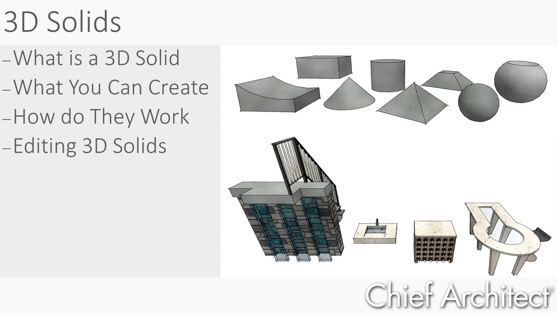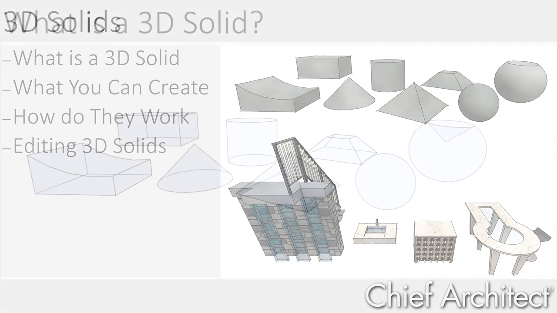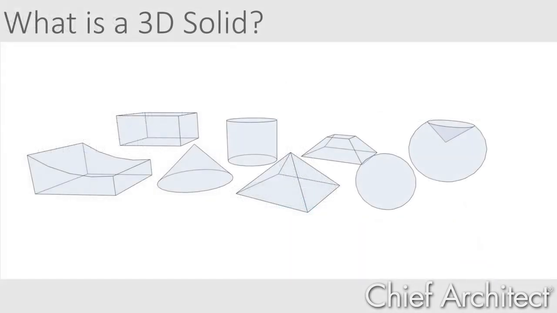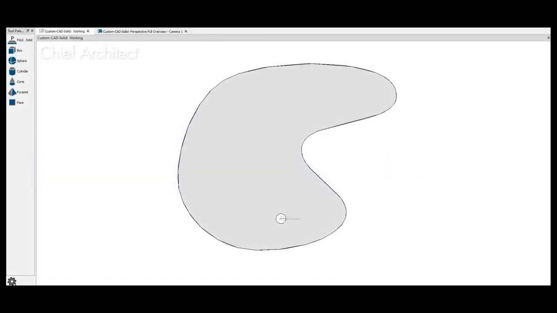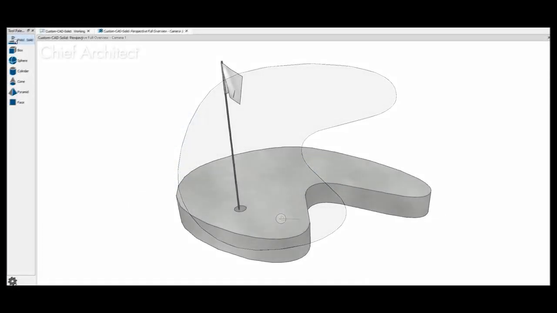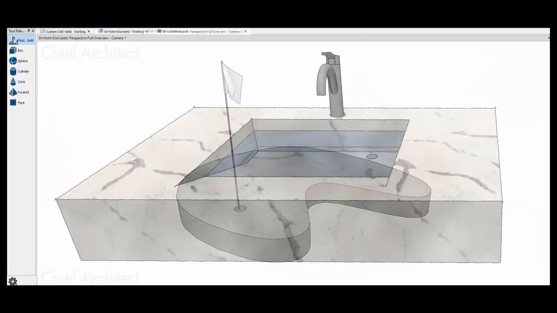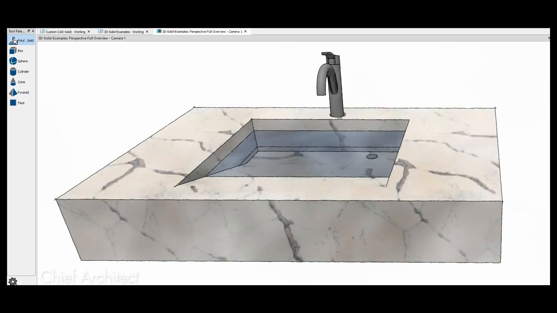Let's begin by looking at what is a 3D solid. 3D solids are objects that typically begin from primitive geometric shapes like a box, sphere, or pyramid. You can use freeform CAD drawing tools and convert them into 3D solids. 3D solids can be edited, and you can combine them using Boolean operations including subtract, intersection, and union.